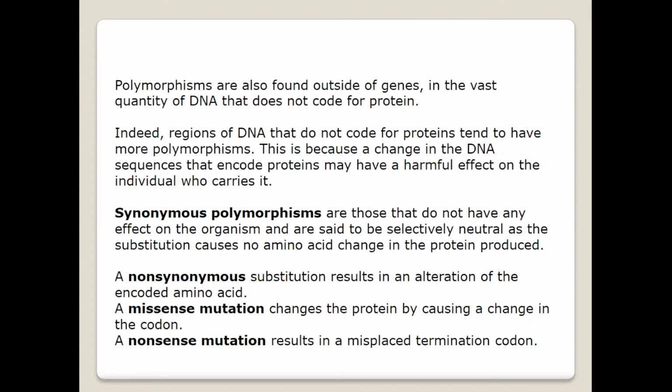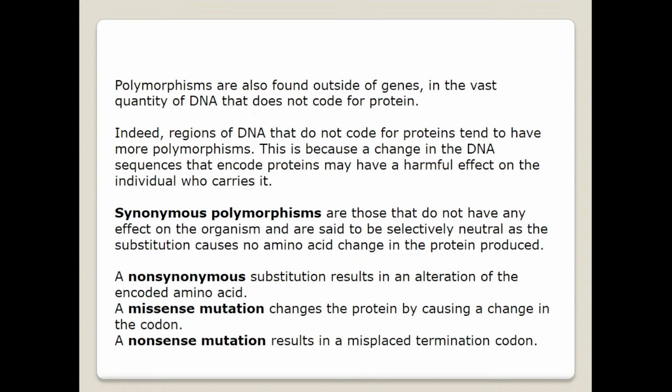And so if a polymorphism or mutation leads to a change in one triplet, where one nucleotide changes for another and does not change the amino acid, we can speak about synonymous polymorphism. And if it changes, then we will speak about non-synonymous substitution, which results in an alteration of the encoded amino acid.